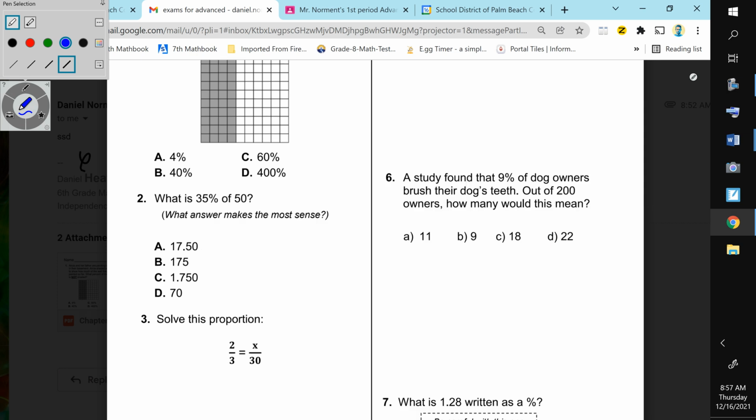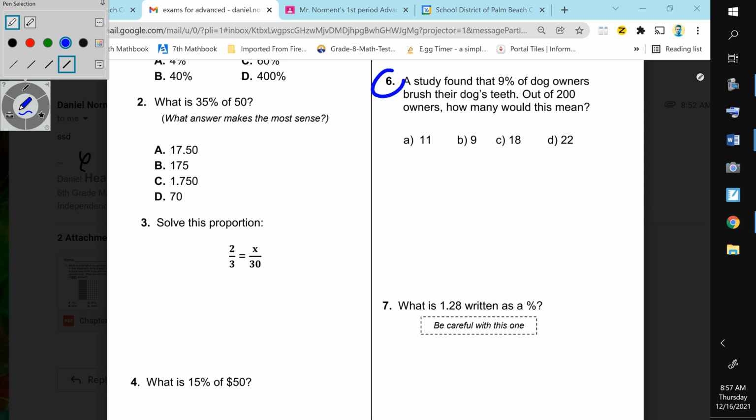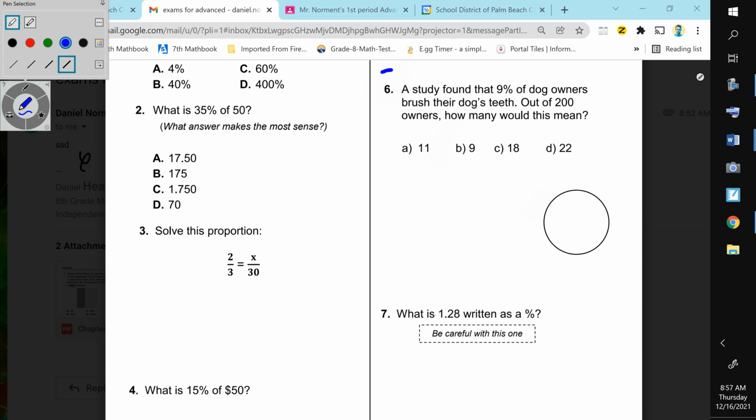Right, number 6. So convert that to a decimal, okay? Put a decimal at the end and move it once, twice, and then take this number, multiply times 200, and you will get your answer. And you should see it. Okay, just make sure you remember how to multiply with decimals.